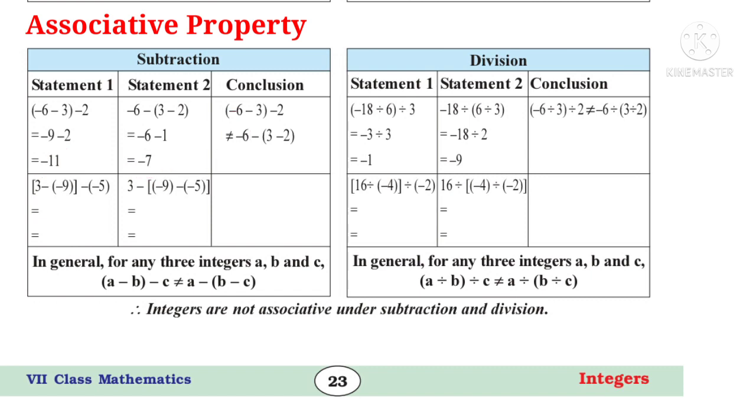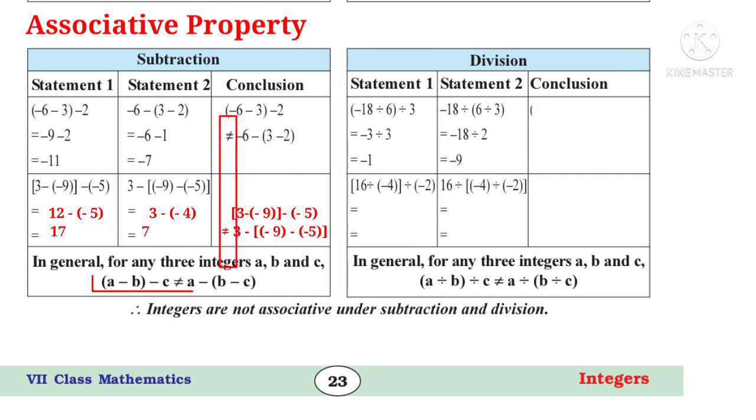Now example 2, statement 1, in bracket 3 minus of minus 9 gives 3 plus 9, that is 12, minus of minus 5 becomes plus 5. 12 plus 5 is equal to 17. Now in statement 2, 3 minus of (minus 9 minus of minus 5), that is minus 9 plus 5, that is 3 minus of minus 4, that is 3 plus 4, which is equal to 7. 17 and 7 are not equal. So we can say that in conclusion (3 minus of minus 9) minus of minus 5 is not equal to 3 minus (minus 9 minus of minus 5).